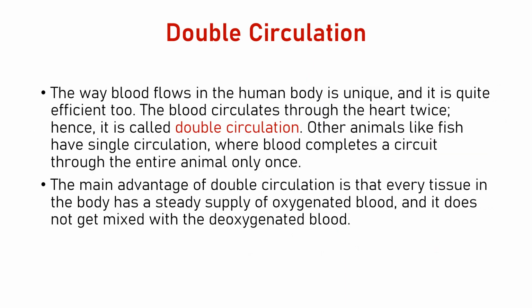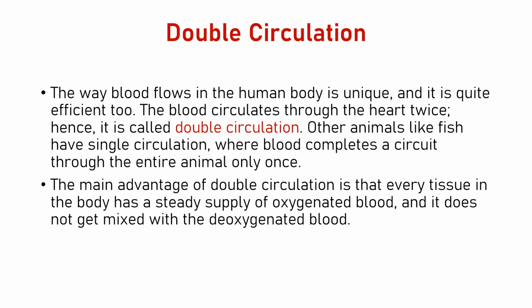Double circulation. Now human beings have a double circulation. As I told you in very simple words, blood circulates through the heart twice, right? So that is why we call it double circulation. It is very important to have this type of circulation in well advanced animals like mammals, and human being of course is a mammal, right?